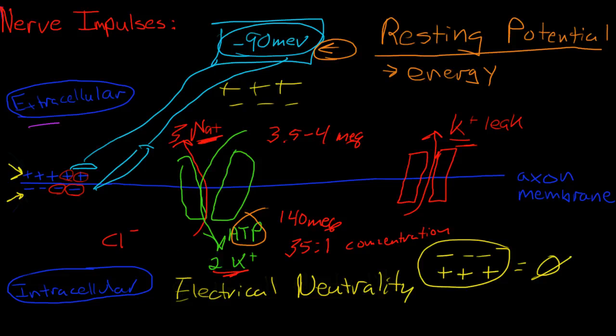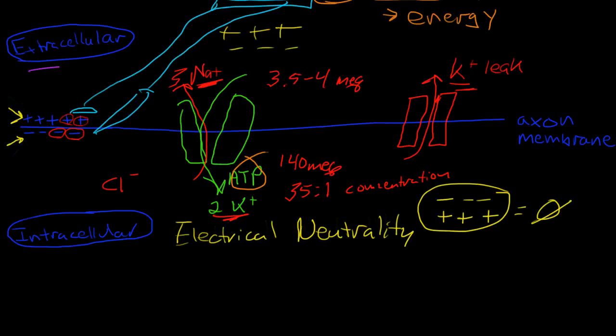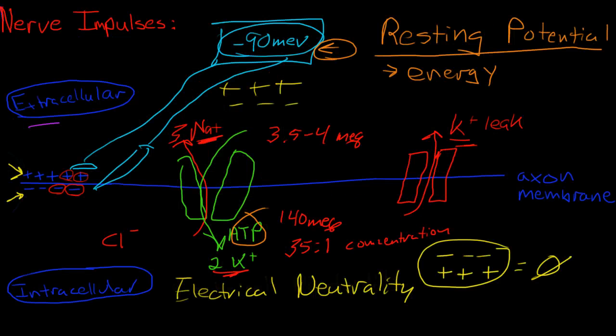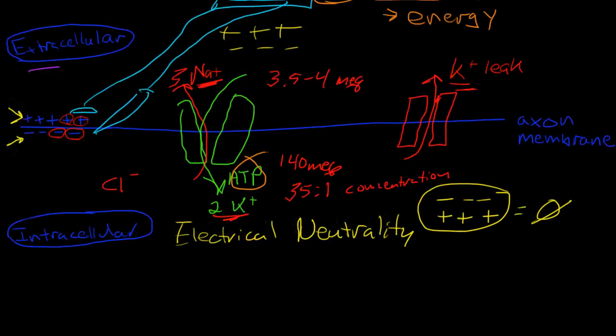Now, why is this important? Well, the nerves in our body use the resting potential, and the difference between the resting potential and the action potential, to send information from one area to another in the body. And so the next part we're going to talk about is the action potential.